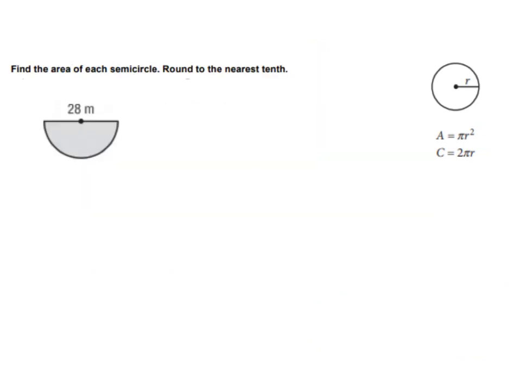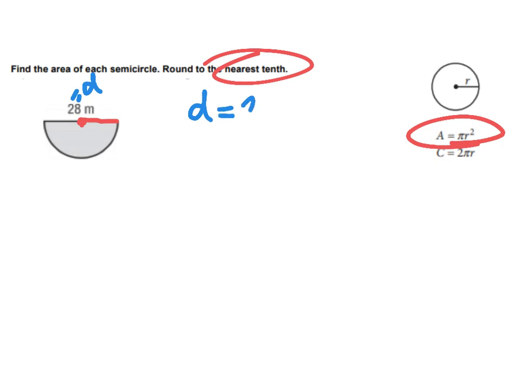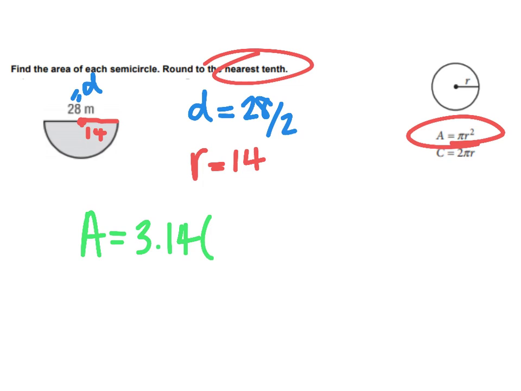Alright, and then a semicircle. So again we're rounding to the nearest tenth and we're using the area formula. Again, the area formula is pi r squared. R is the radius from the center to the edge, so we actually have the diameter. That's what we were given. So the diameter is 28, and if I cut that in half, that will give me the radius, which is 14, and that's what I want to be using, 14, not 28. So the area is pi 3.14 times the radius, which is 14, squared. Put all that in your calculator, and you will get 615.44.